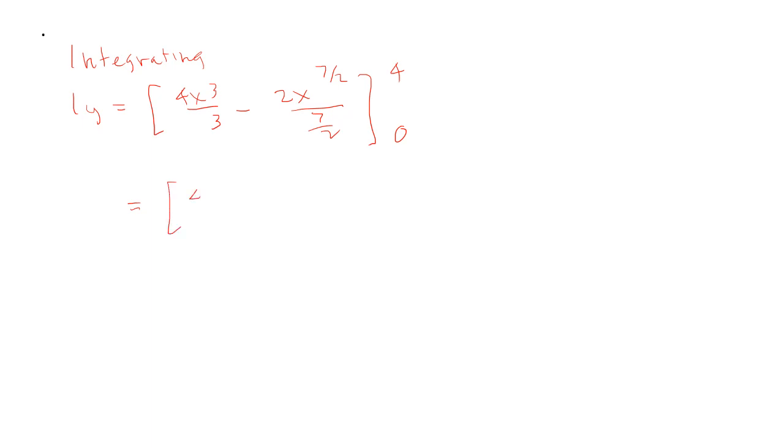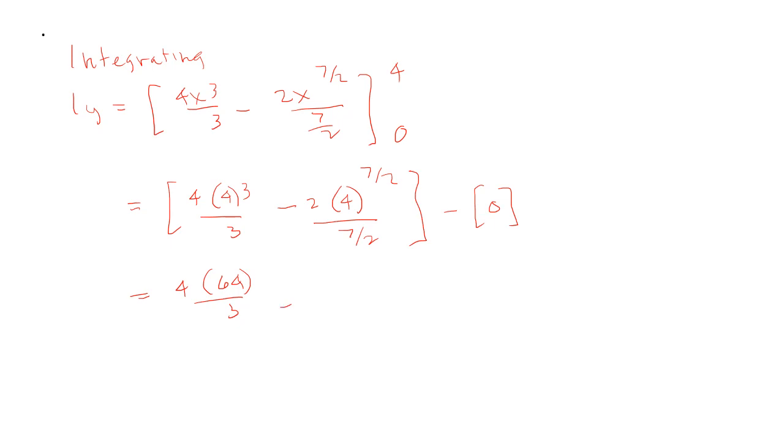equals 4 times 4 cubed over 3 minus 2 times 4 to the power 7 over 2 over 7 over 2, minus 0, equals 4 times 64 over 3 minus 4 over 7 times 4 to the power 7 over 2, minus 0, simplifying, 12.19.